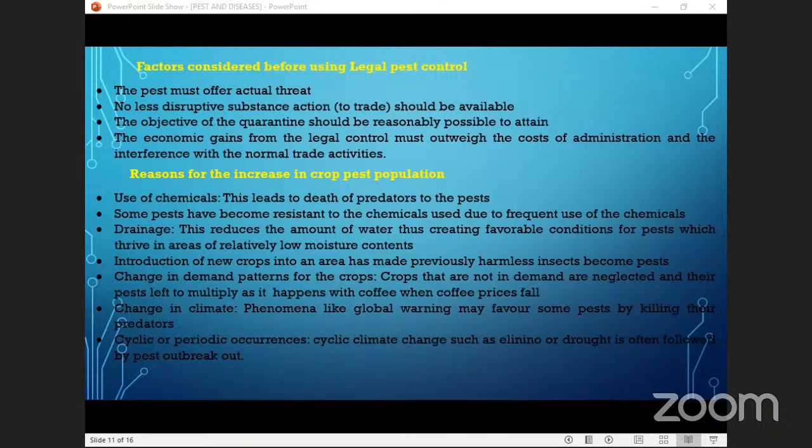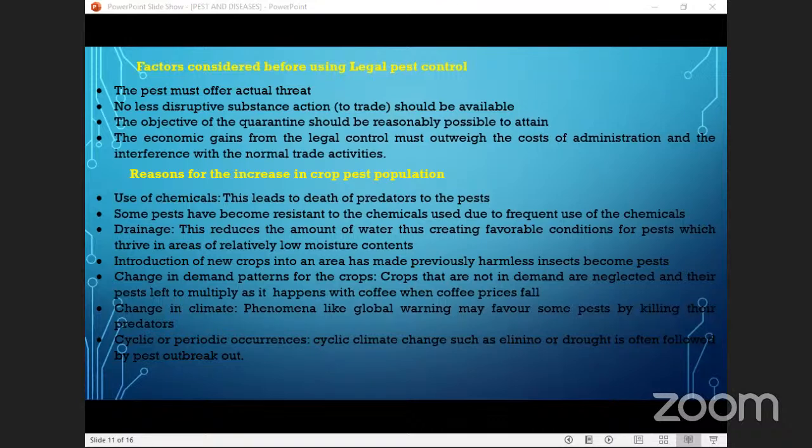And then the other, some pests have become resistant to chemicals due to frequent use of the chemicals. They have become very resistant. Hence, they are increased in number.